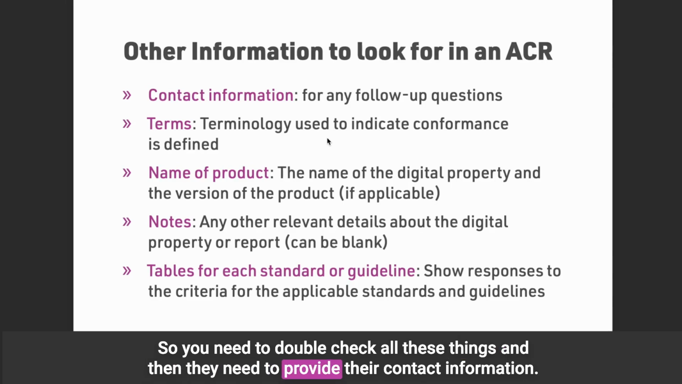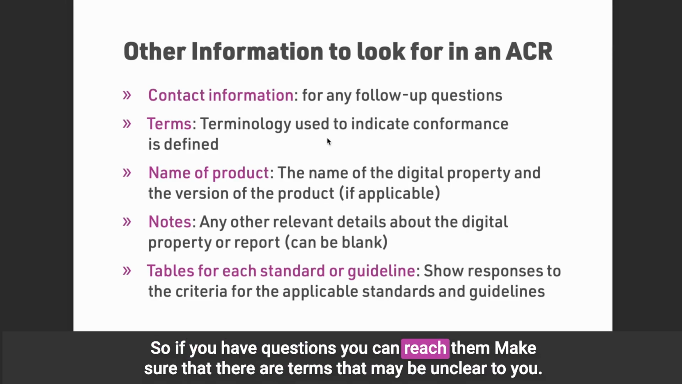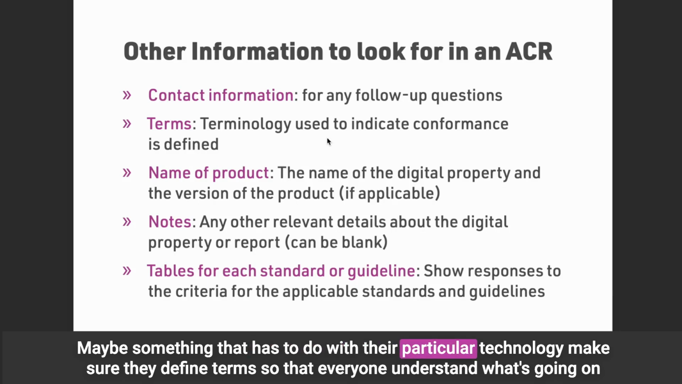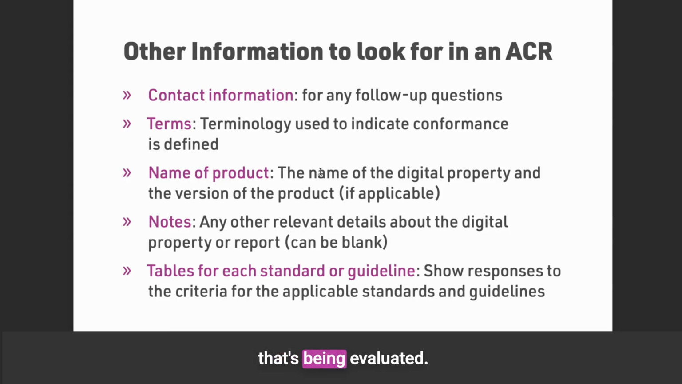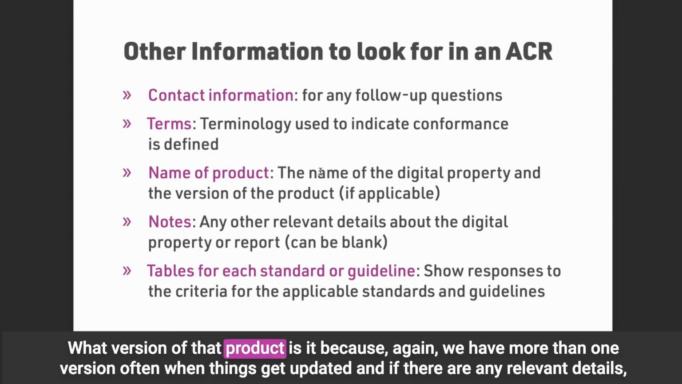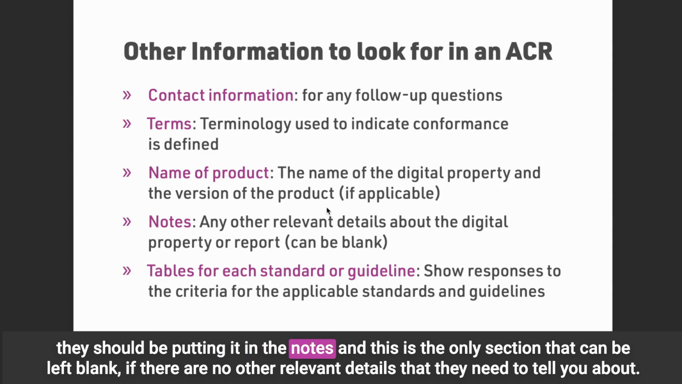And then they need to provide their contact information, so if you have questions, you can reach them. Make sure that there are terms that may be unclear to you, maybe something that has to do with their particular technology. Make sure they define terms so that everybody understands what's going on. And then you should know the name of the digital property that's being evaluated, what version of that product it is, because again, we have more than one version often when things get updated. And if there are any relevant details, they should be putting it in the notes. And this is the only section that can be left blank if there are no other relevant details that they need to tell you about.